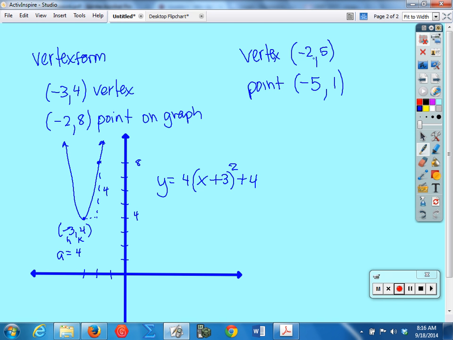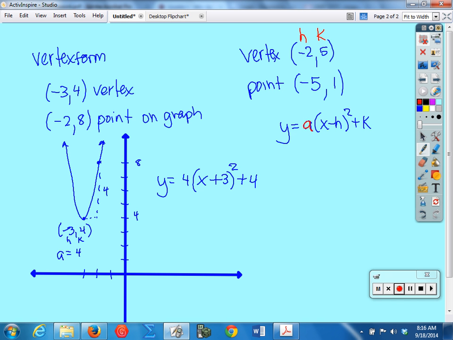So on this one, what we're going to do is use our vertex form, and pretty much we know everything but what on this? Do we know the h and the k on this? Yes. Okay, so we know the h, we know the k, we just don't know the a, right? We've got to figure out what a is.